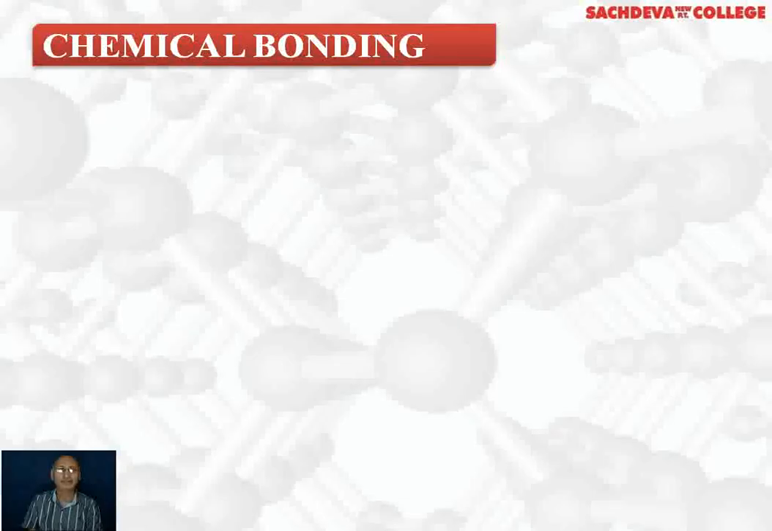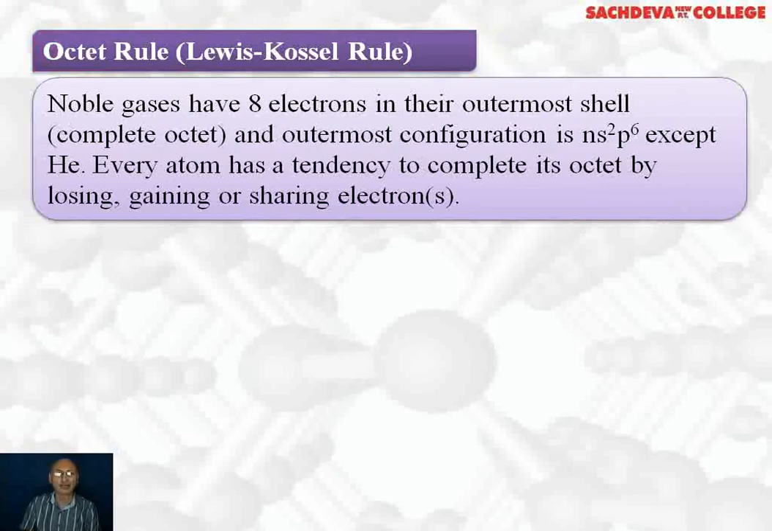Today we are going to discuss chemical bonding. In this chapter, we'll be discussing what is chemical bond, how chemical bond is formed, what are the various ways by which chemical bond can be formed, that is, various types of bonds formed. Now, first, what is chemical bond?